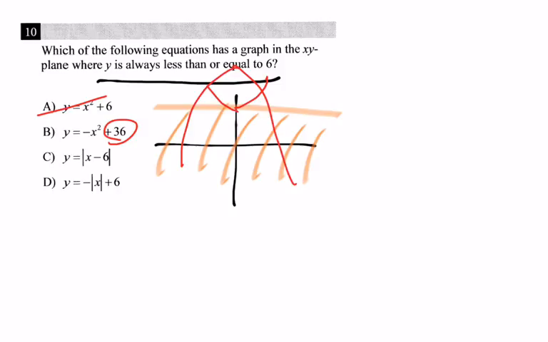The number C is that y minus 6, that's in fact a horizontal shift to the right by 6 units. So we're going to have an absolute value graph that goes out this way.